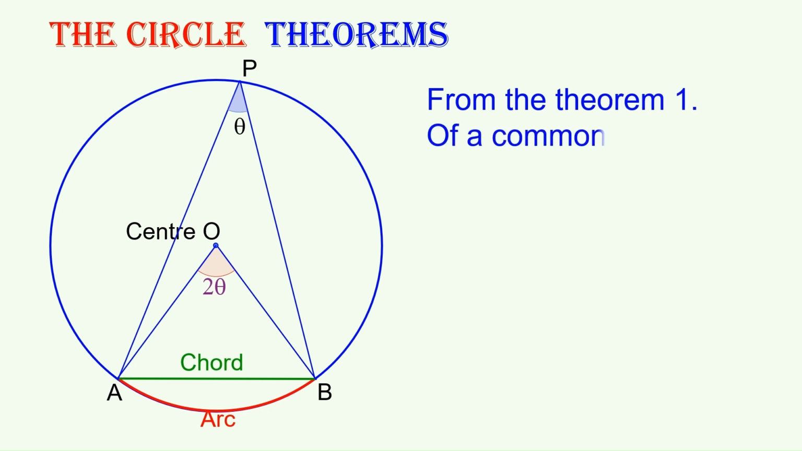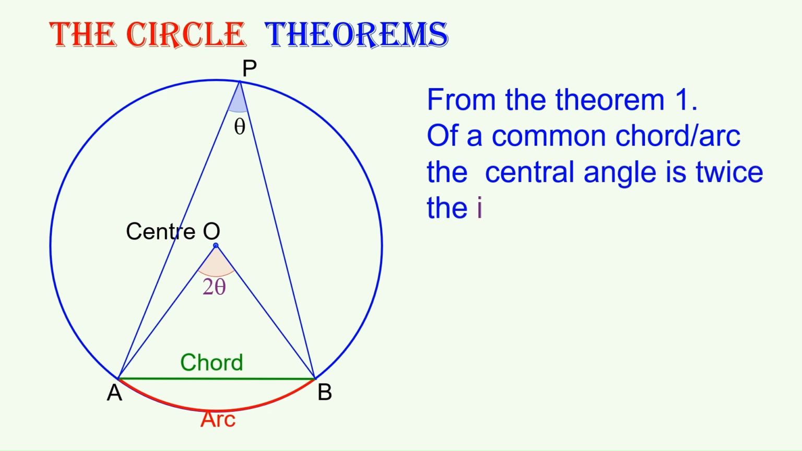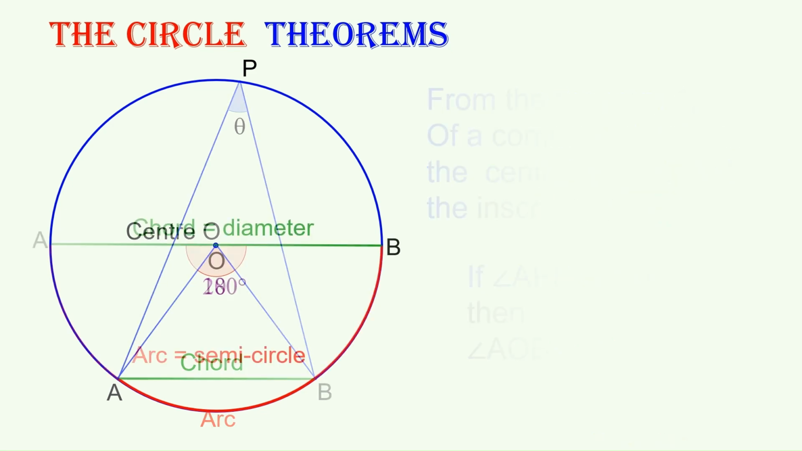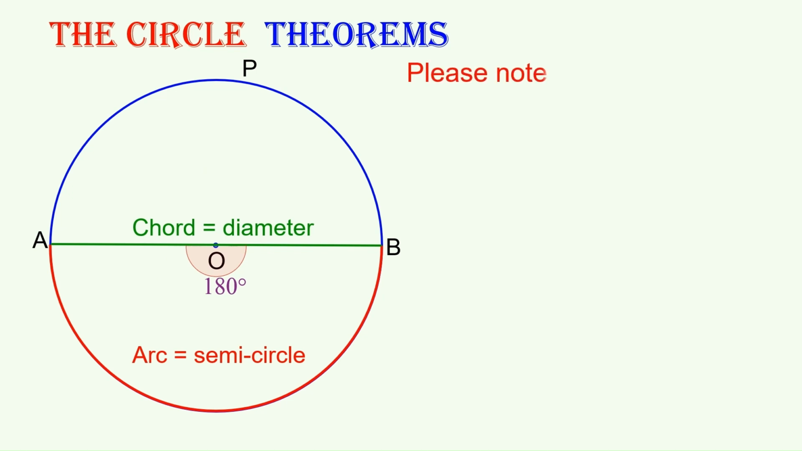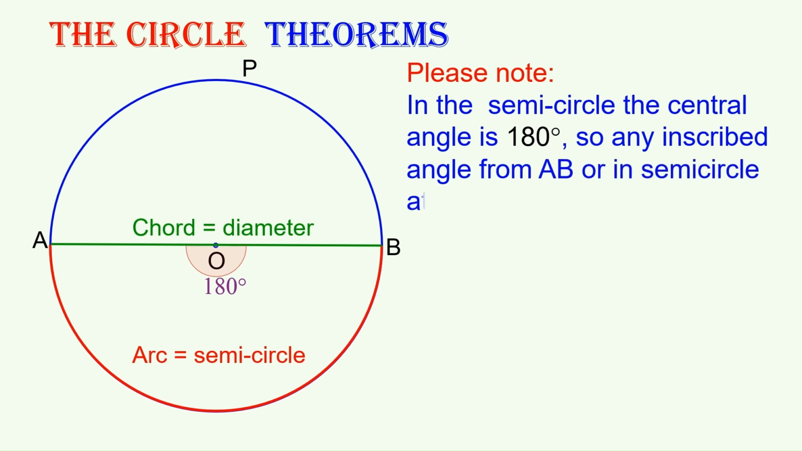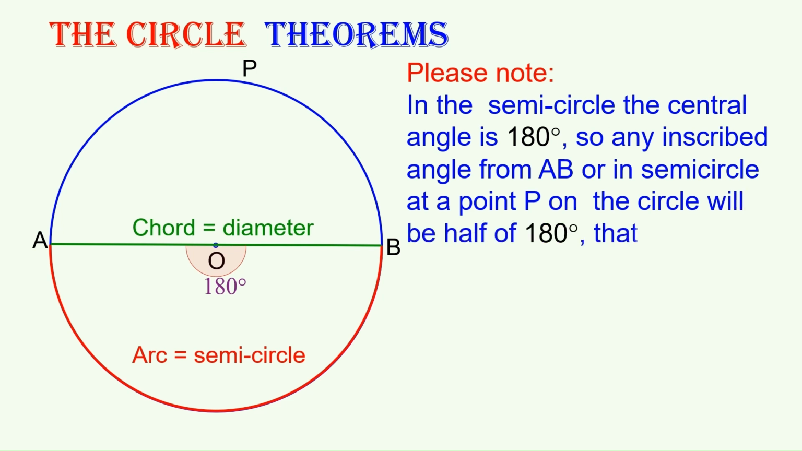From theorem number 1, of a common chord or the arc, the central angle is twice the inscribed angle. If angle APB equals theta, then angle AOB equals 2 times theta. Please note, in the semicircle, the central angle is 180 degrees. So any inscribed angle from AB, or in semicircle, at a point P on the circle, will be half of 180 degrees, that is a right angle, 90 degrees.